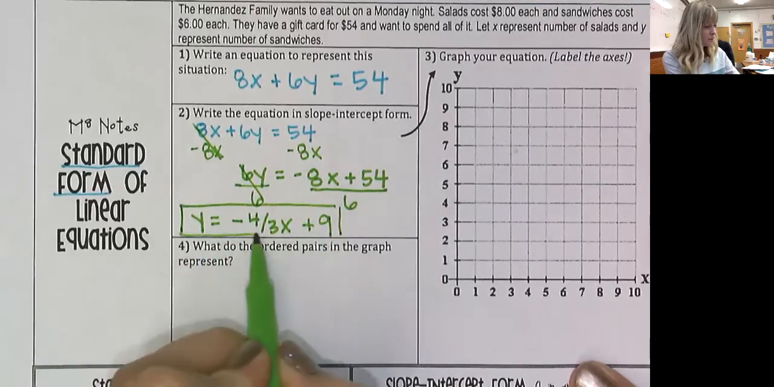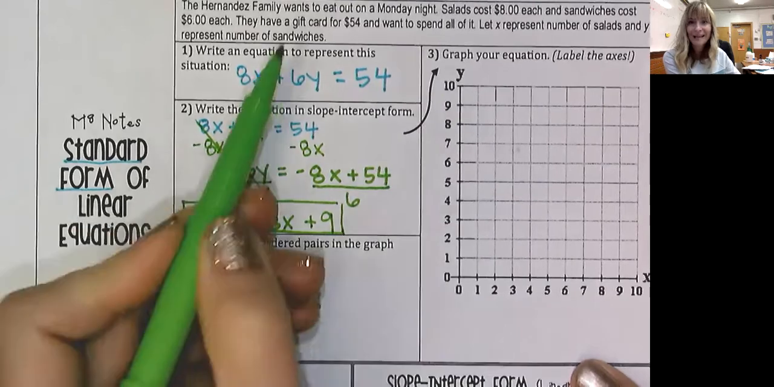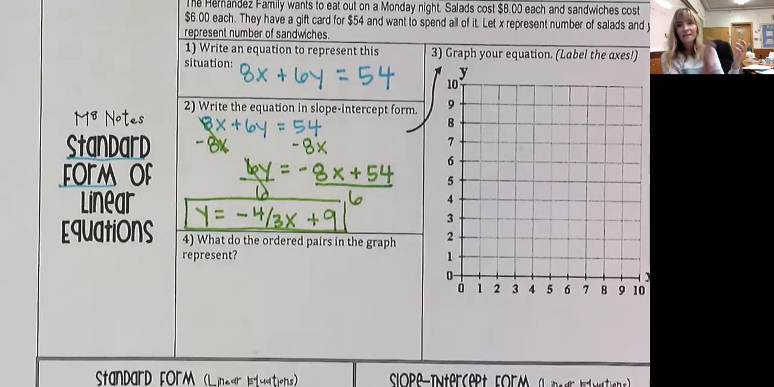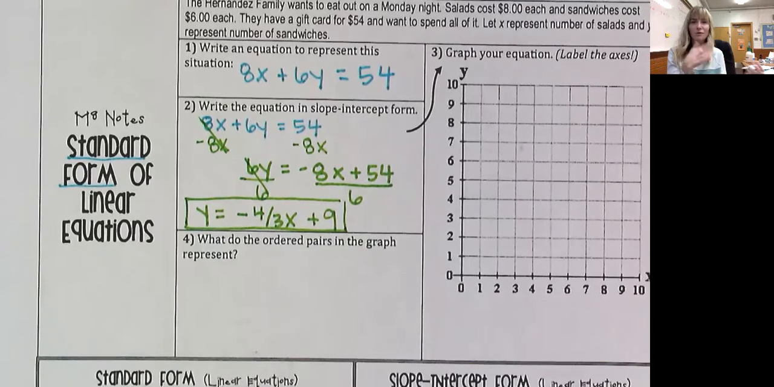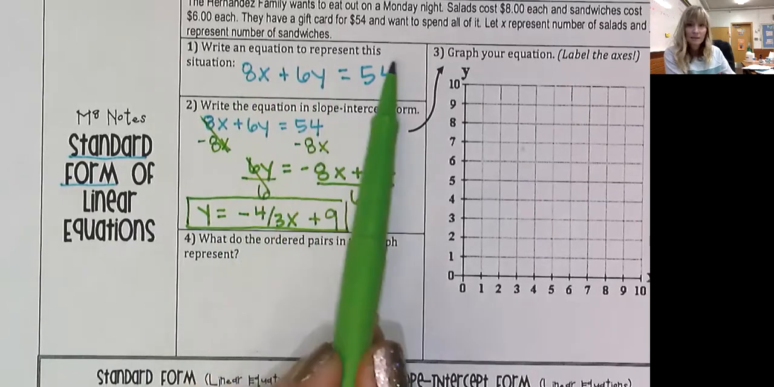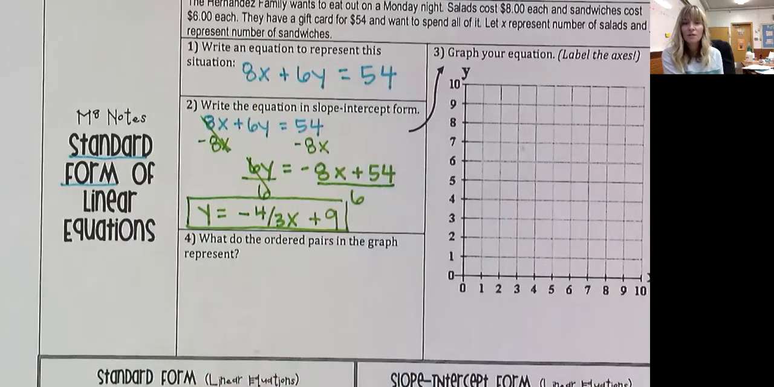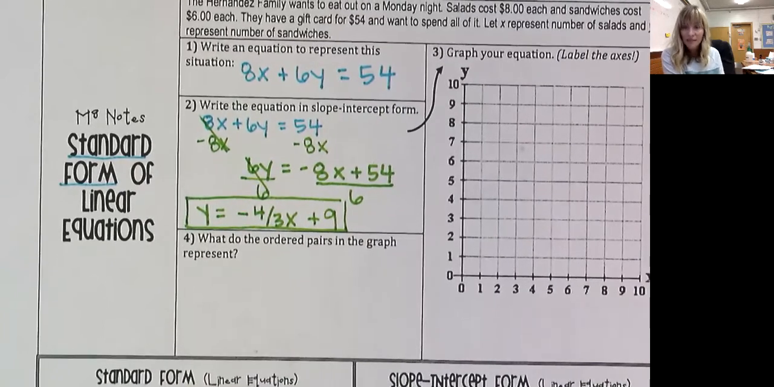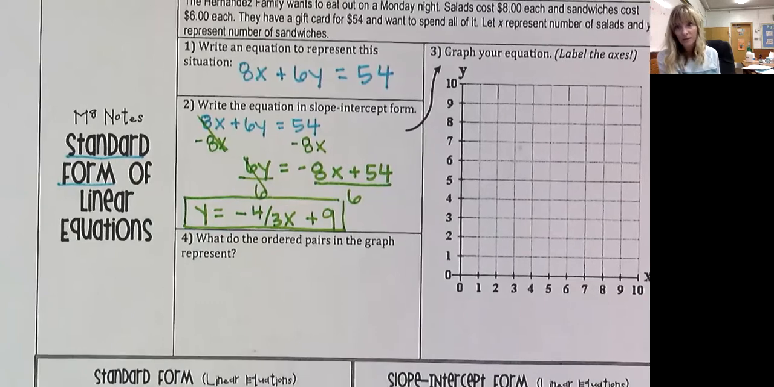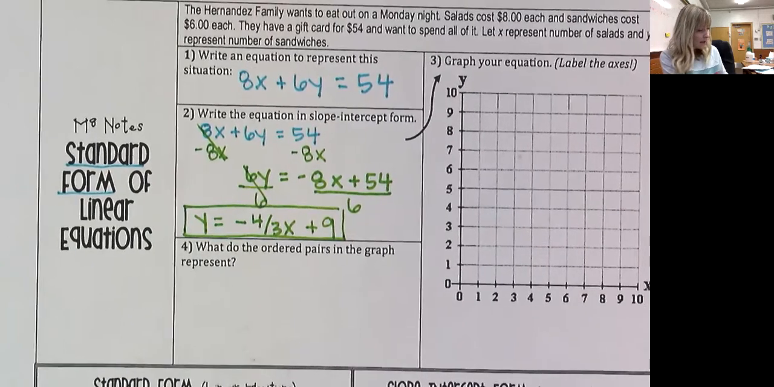Once again, though, why did I need standard form? Well, because that's how this story started. A lot of times you'll be given a story where it doesn't make any sense to jump right to y equals mx plus b because you're not given m and b. I was not given m and b in this story. I was given what the salads cost and the sandwiches cost, and I was given a total. So this situation, it just made sense to go right into standard form. Then I took that standard form and I changed it into slope-intercept form. And now I did that.